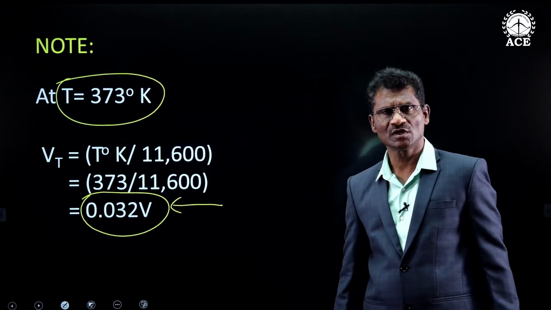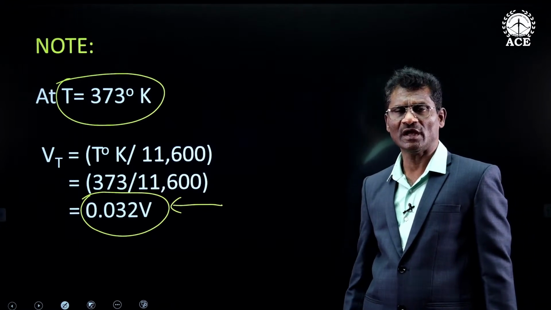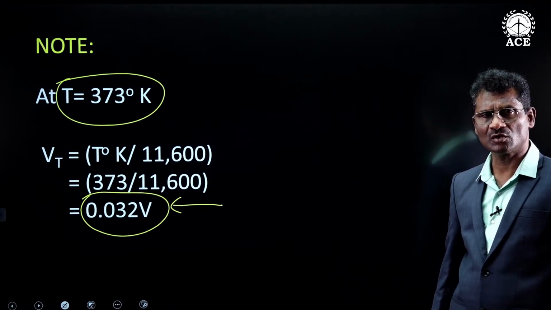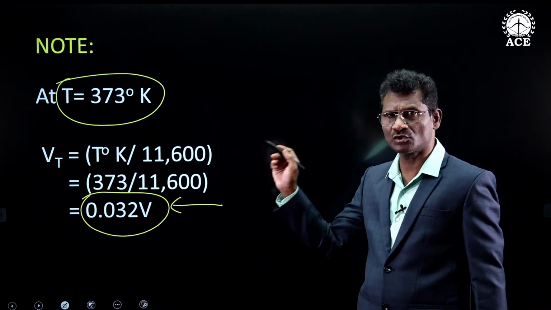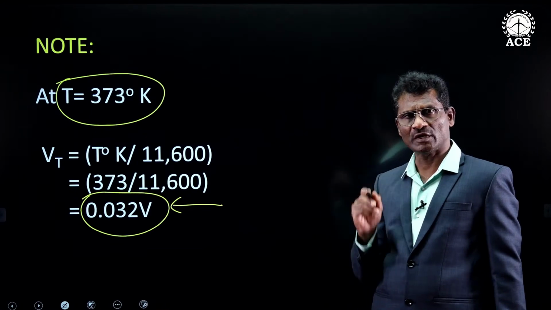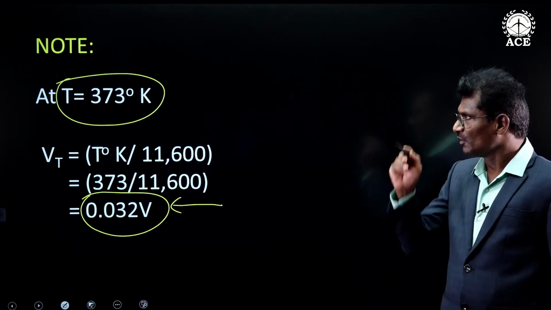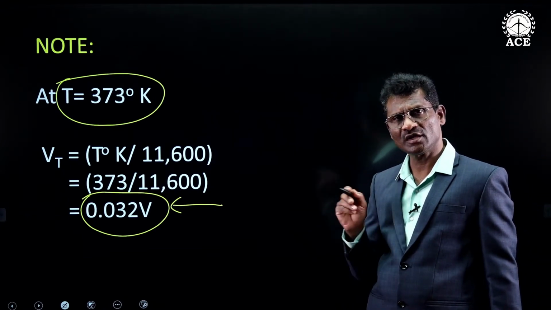Most of the students unknowingly will substitute 0.026 and get an answer and come out of the examination hall assuming that what they wrote is correct. But this is very, very important to be remembered. So whenever you are solving a problem, I suggest that observe what is given in the problem statement, then only solve it.